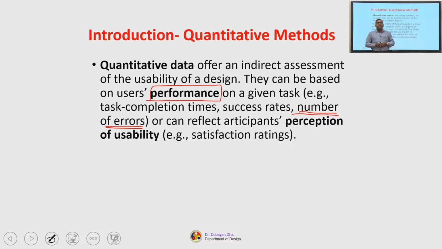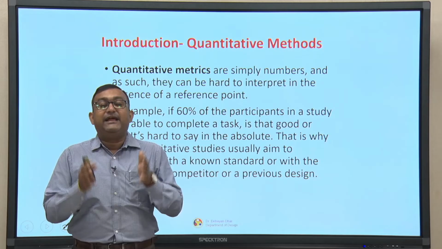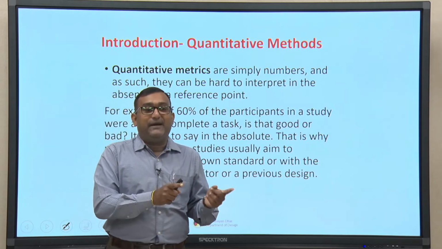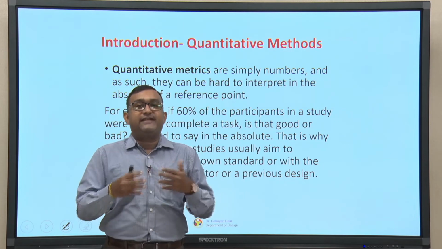Take the example, say, if 60% of the participants in a study were able to complete a task. Now, is that a good measure or a bad measure? How do you interpret that data? It is very hard to say in absolute terms whether that is good or bad, and that is simply why many quantitative studies usually aim to compare it with a known standard.